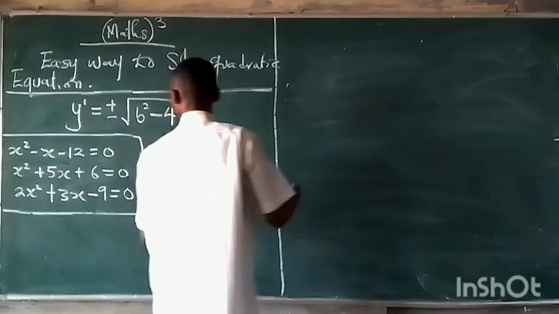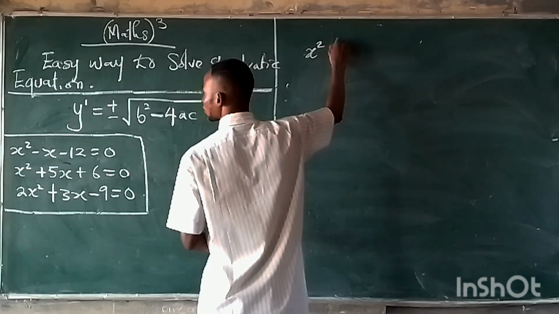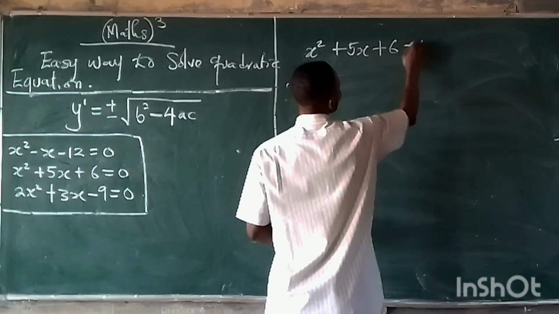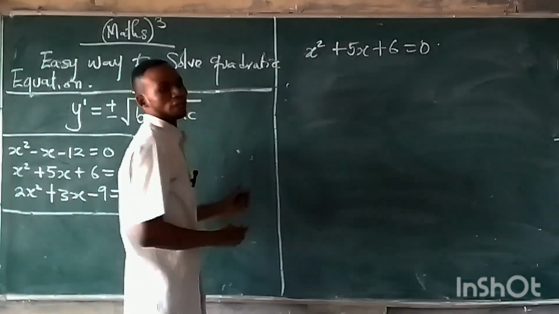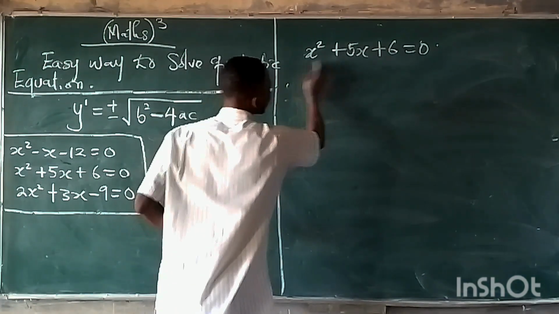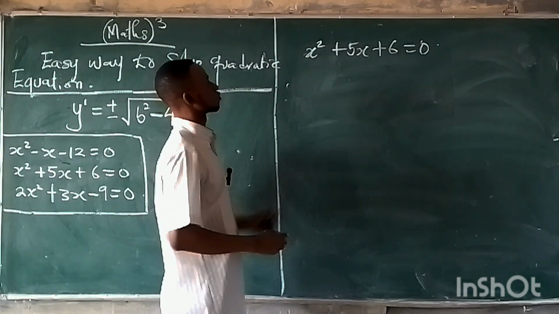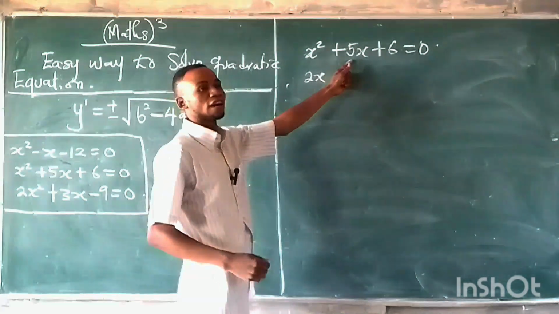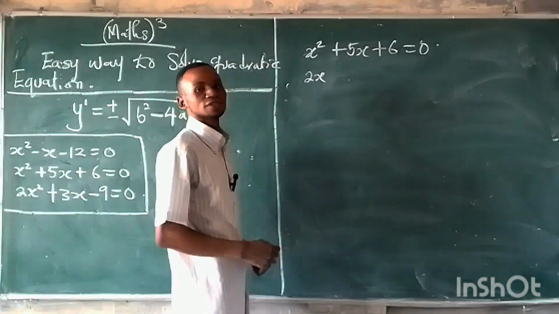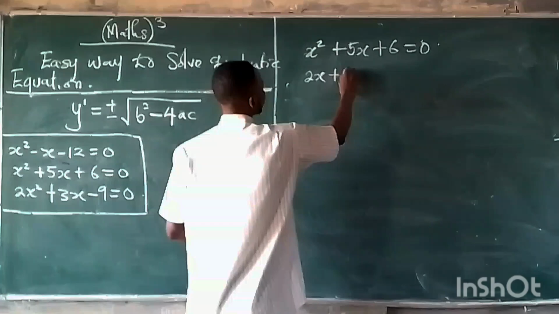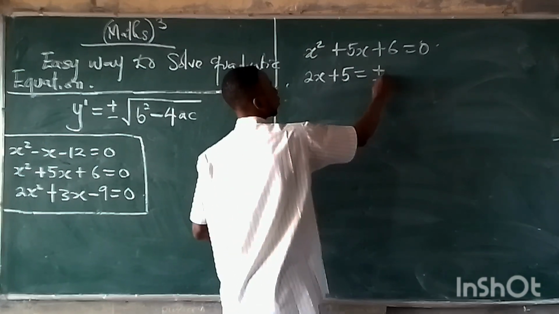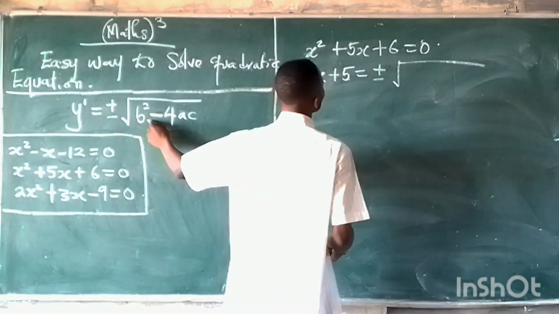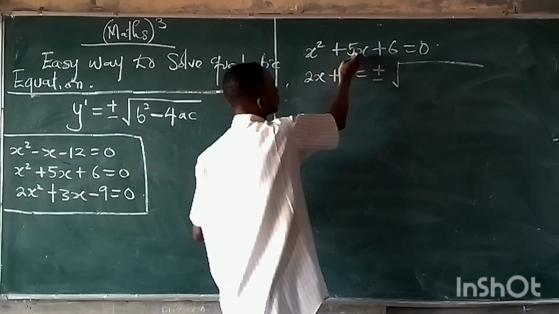Now the next one is x squared plus 5x plus 6 equals 0. Remember, we are still differentiating. We differentiate from this side to this side. When we differentiate x raised to the power 2, we get 2x, and when we differentiate 5x, we get 5. We have 2x plus 5 equals plus or minus the square root of b squared, and our b, the second coefficient, is 5.